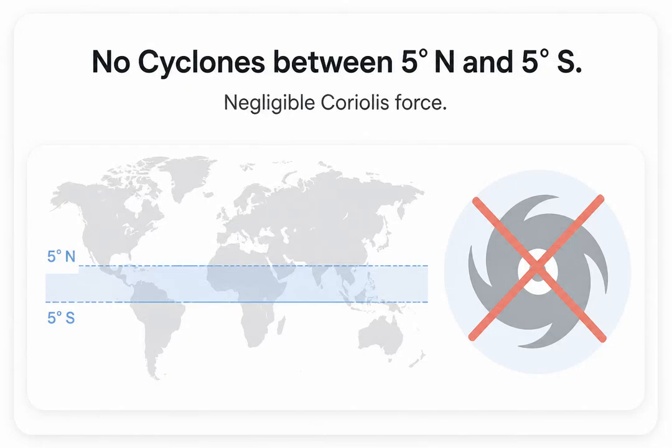Now, here is a fascinating geographic anomaly. You have intense high temperatures, and you have abundant ocean moisture, the two primary ingredients for tropical cyclones. Yet, in spite of this, cyclones simply do not form within 5 degrees north and south of the equator. Why? Because the Coriolis force, which is the rotational force needed to give storms their spin, is negligible at the equator. Without that spin, the low-pressure systems cannot organize into cyclones.